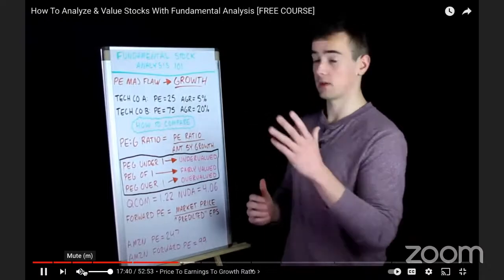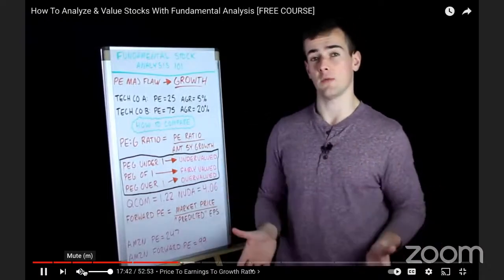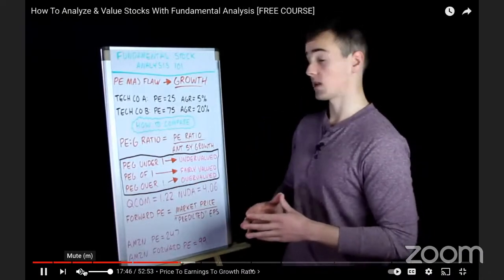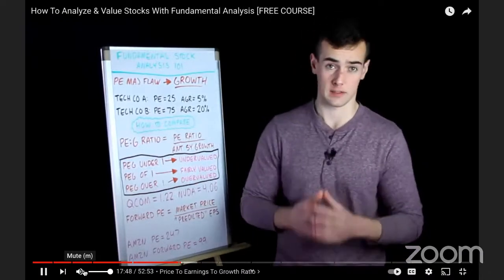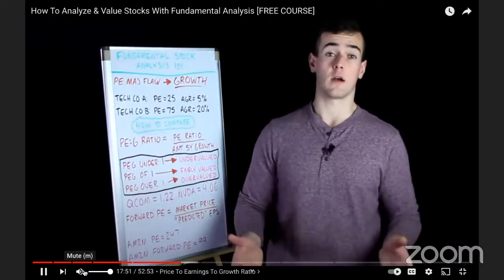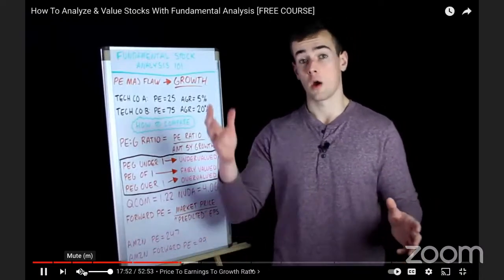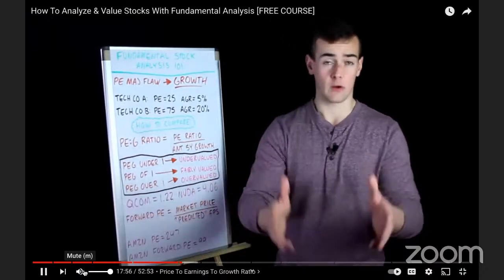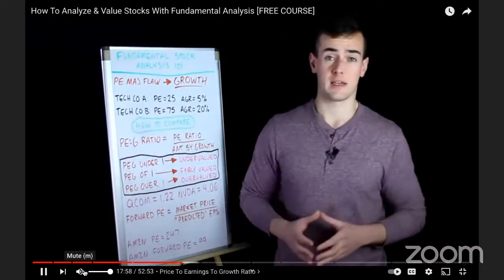So the way you calculate this is very simple. You take the PE ratio, which we learned how to calculate in the last video, and you divide it by the anticipated 5-year growth of earnings of that company. And that's going to give you an idea of the price to earnings ratio with the growth factored in, and whether or not that stock is overpriced, fairly valued, or undervalued based on that anticipated growth.